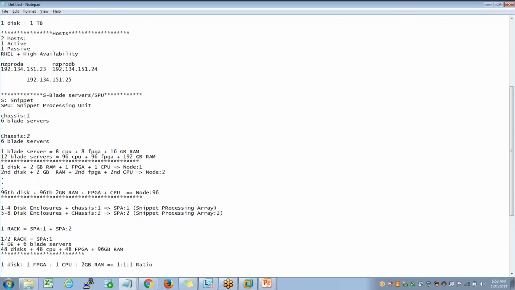Now what is FPGA here? Field programmable gate array.